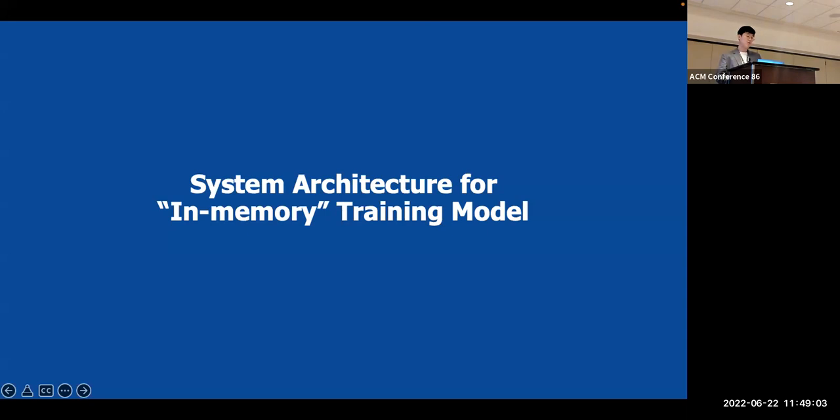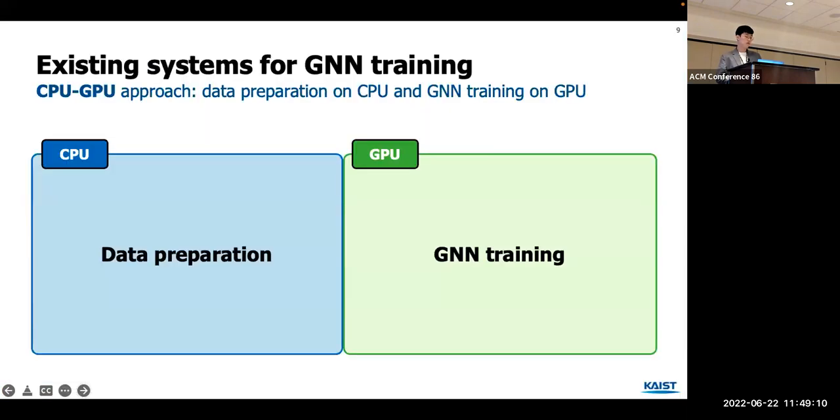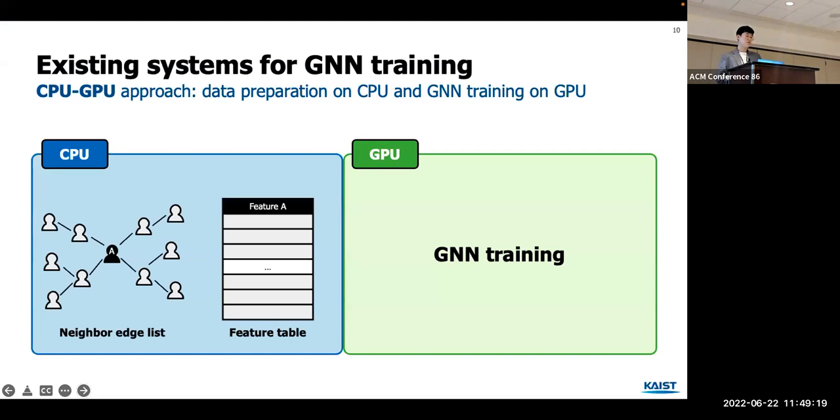So you may be wondering what the in-memory training model is. Let's look into how it works on current ML frameworks. Current ML frameworks adopt a hybrid CPU-GPU approach for GNN training. GNN training utilizes the key data structures of graph datasets, which are composed of neighbor list and feature table. Neighbor list encapsulates the structure of graphs, and feature table includes each node's unique property as a feature vector.